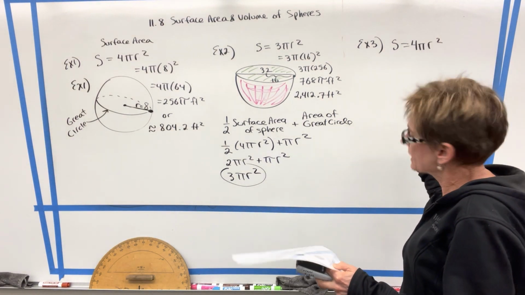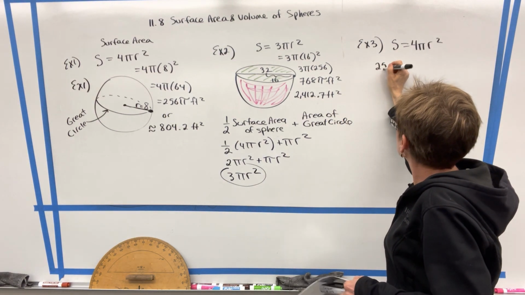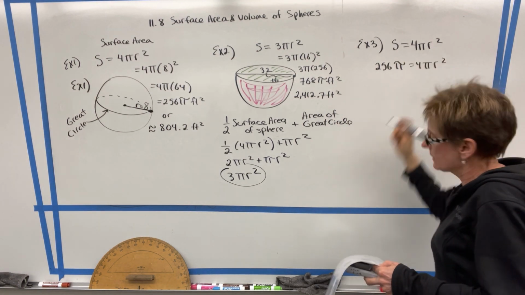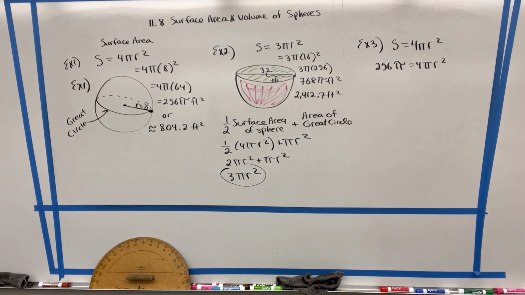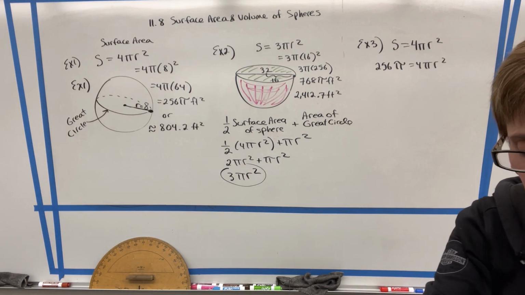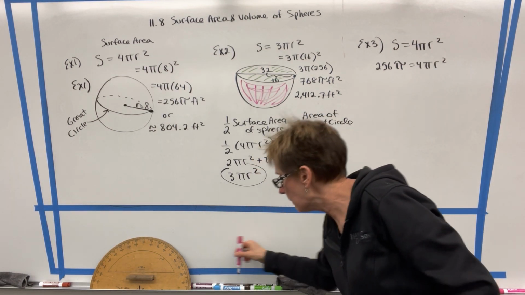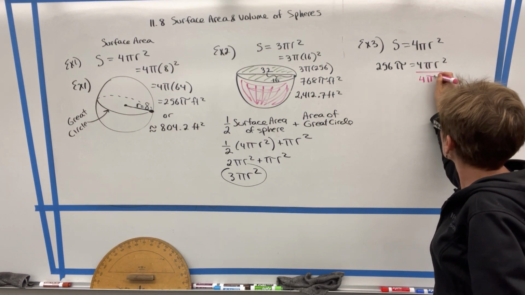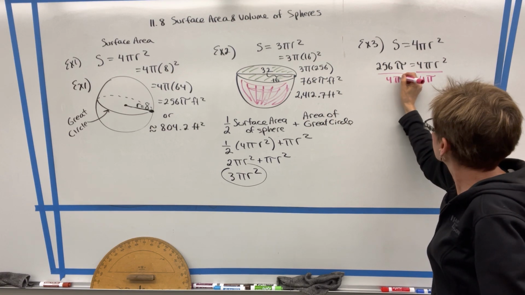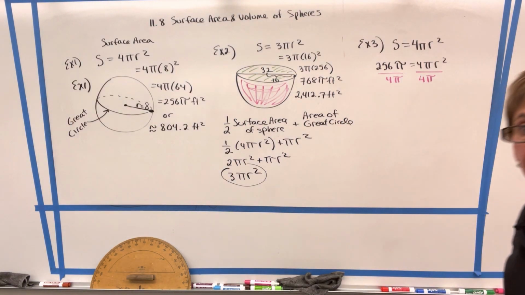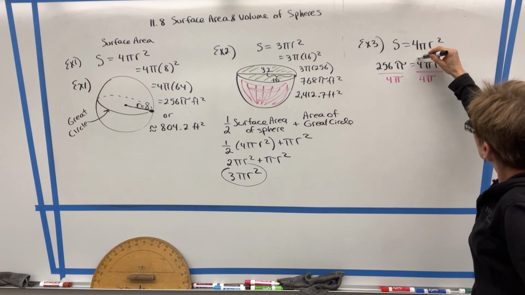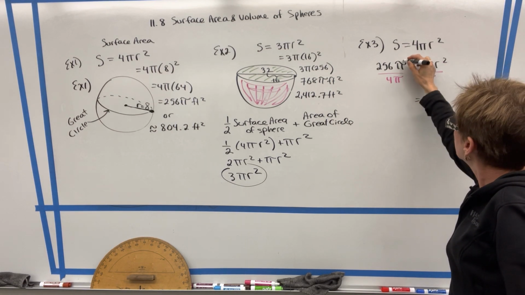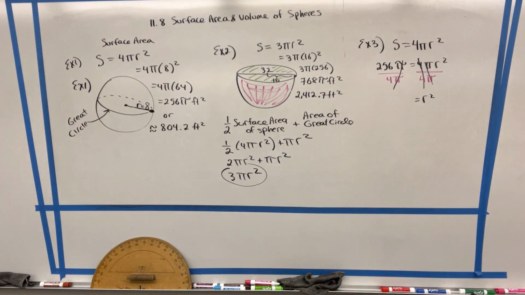In this case, they're telling us the surface area is 256 pi, and they're wanting us to solve for r. So the most efficient way to do this is to use opposite operations. The opposite of multiplying by 4 pi is dividing by 4 pi. So I want to divide both sides by 4 pi. I can cross off the 4 and the pi here, so now I just have r squared. This pi cancels out there.